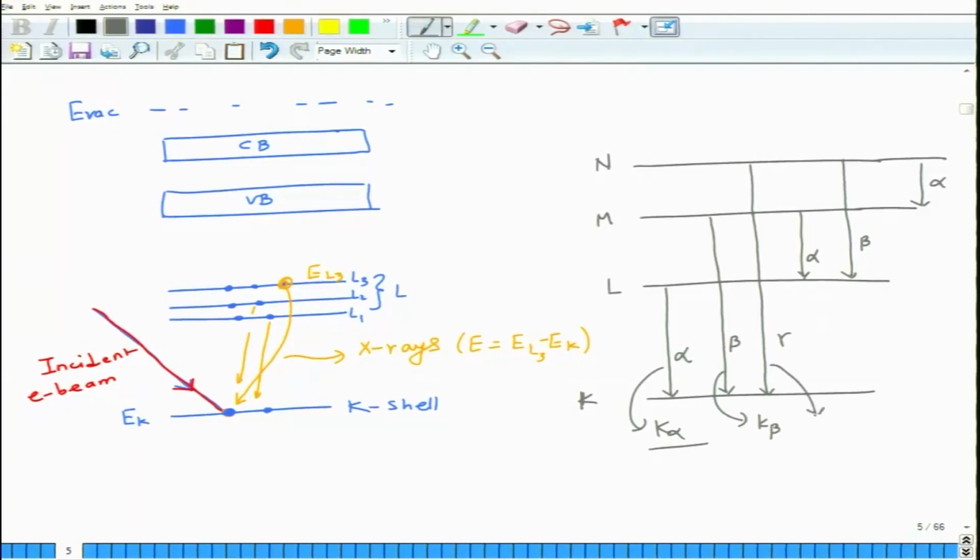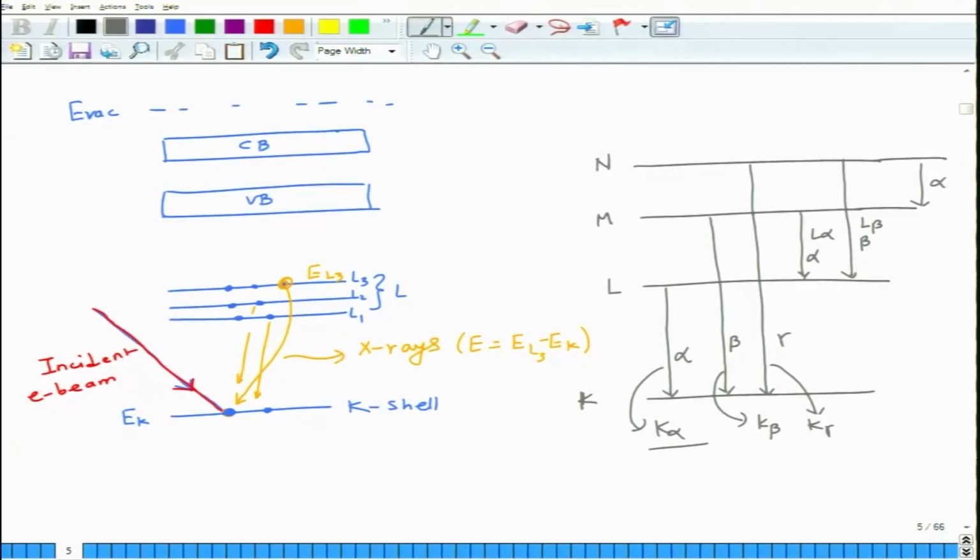This is K gamma, which is very rare. Similarly, this will be L alpha, this will be L beta. So, these are all X-rays. If you go to your SEM room, you will see that chart where different energies are listed. For some elements you see K alpha, for some elements you see L alpha, and so on and so forth. These are what those lines are.